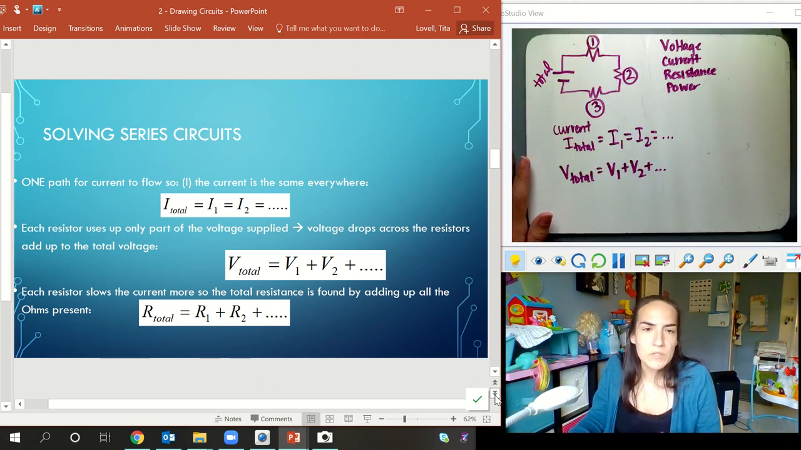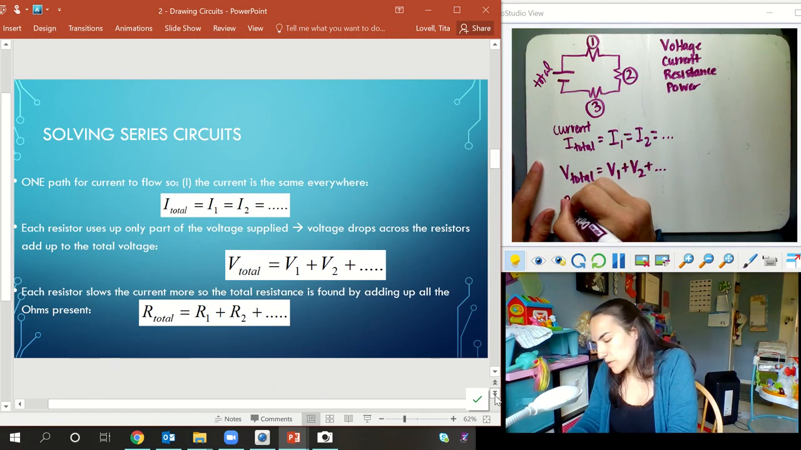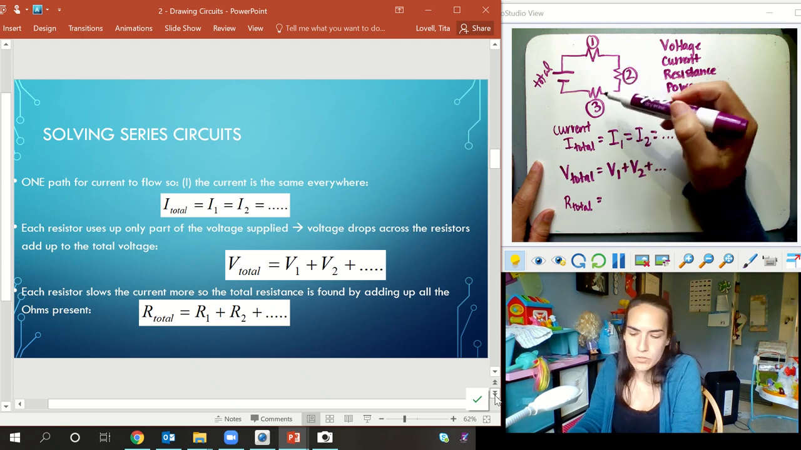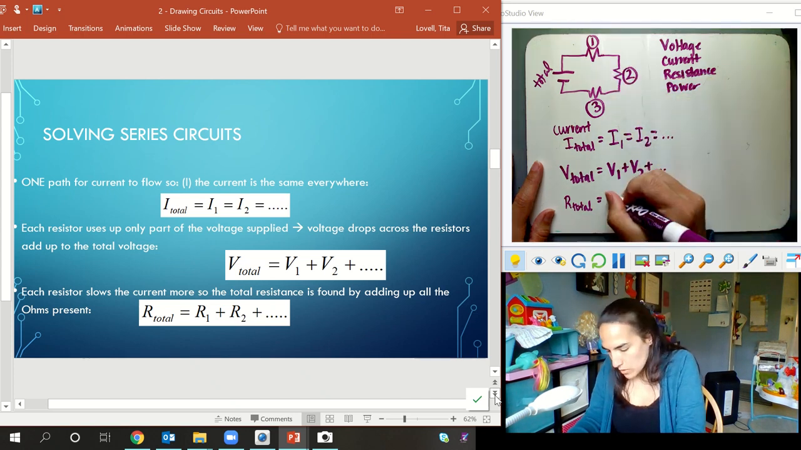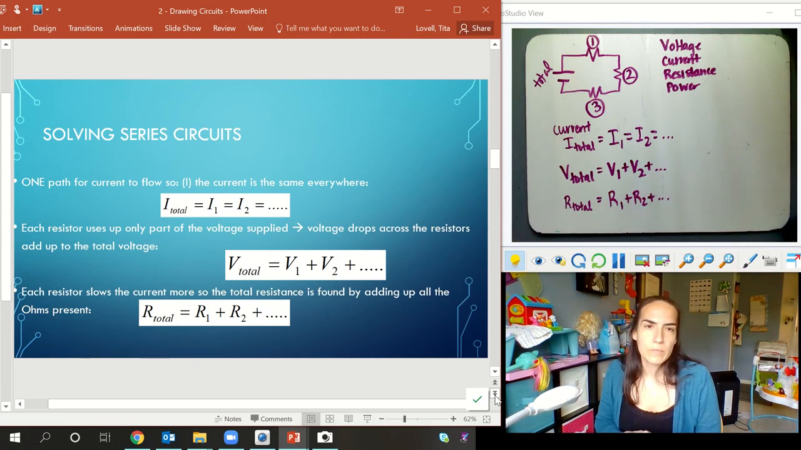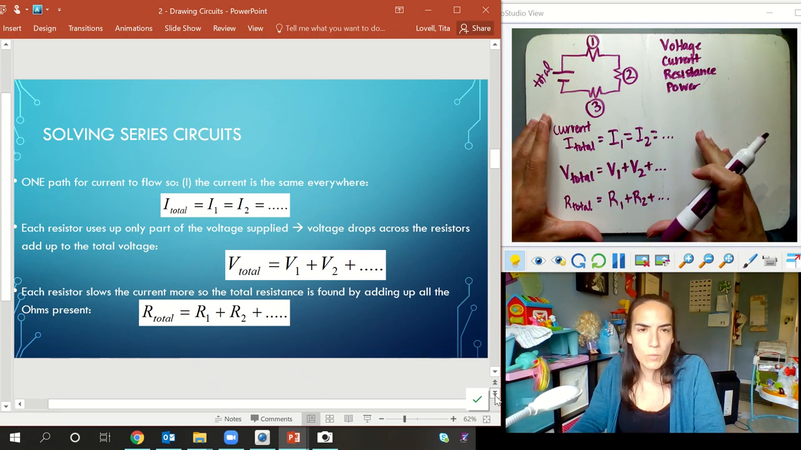In terms of the resistance of our circuit, it's exactly the same. The total resistance in our circuit would be basically adding all of your resistors together. So that's a pretty simple case here. I'm going to add the first resistor plus the second resistor, and so on and so forth depending on the scenario. That's the general information of how you would go about solving a circuit.